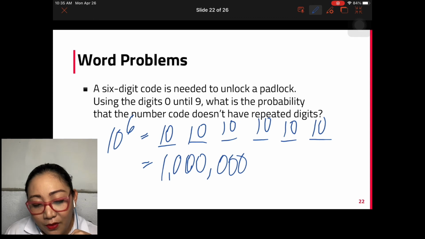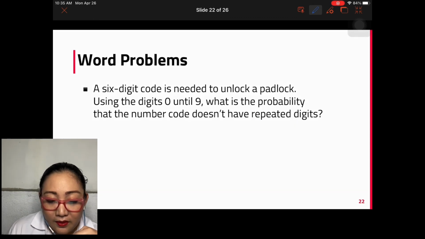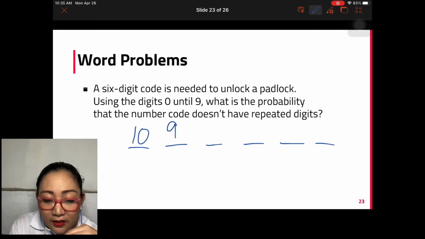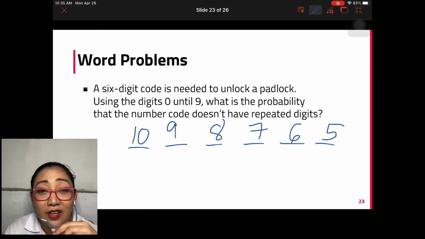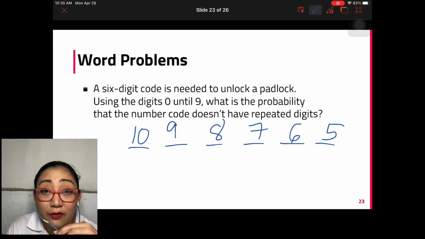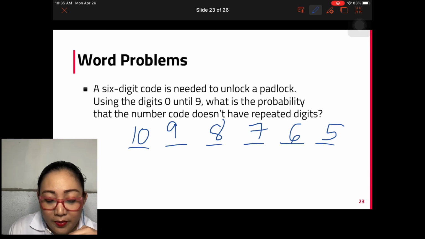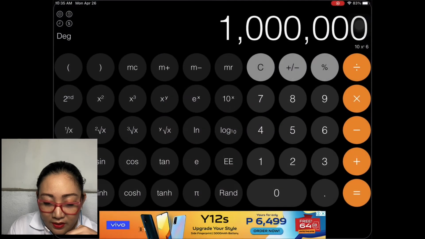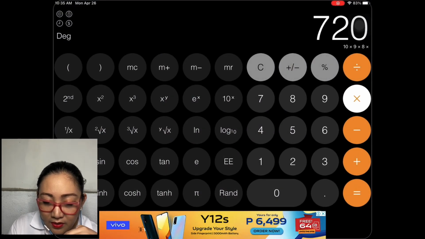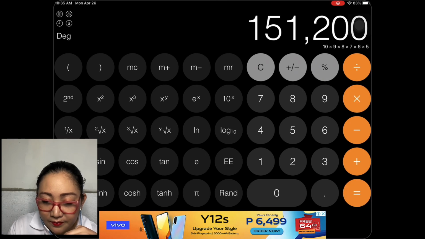So, pag does not have repeated digits, ilan yan? Kapag does not have repeated digits, so you have 6 digits, 1, 2, 3, 4, 5. So you have 10 options for the first, and then 9, and then 8, and then 7, 6, and then 5. Okay, nababawasan siya kasi nagamit mo na yung digit na yun for the first, and then for the second, for the third, and so on and so forth. Okay? So this will become what? What is 10 times 9 times 8 times 7 times 6 times 5? So it's 151,200.